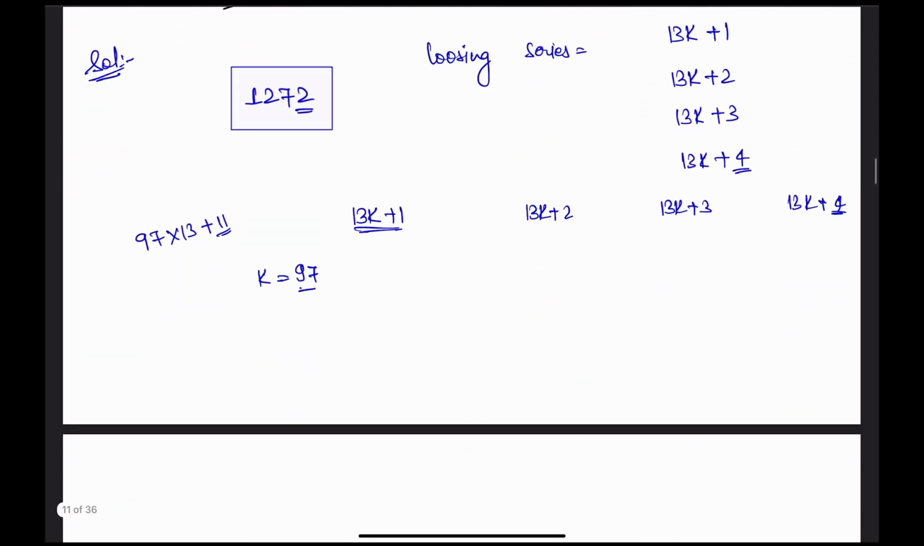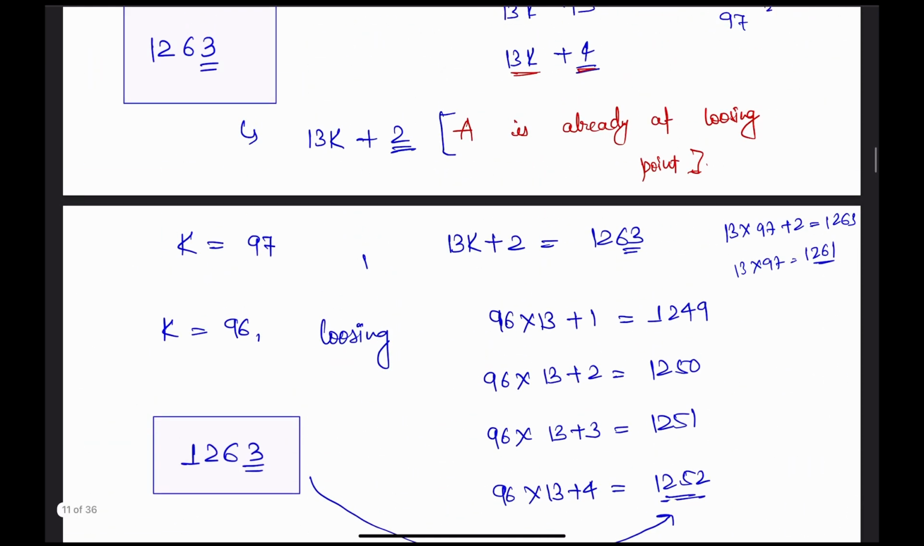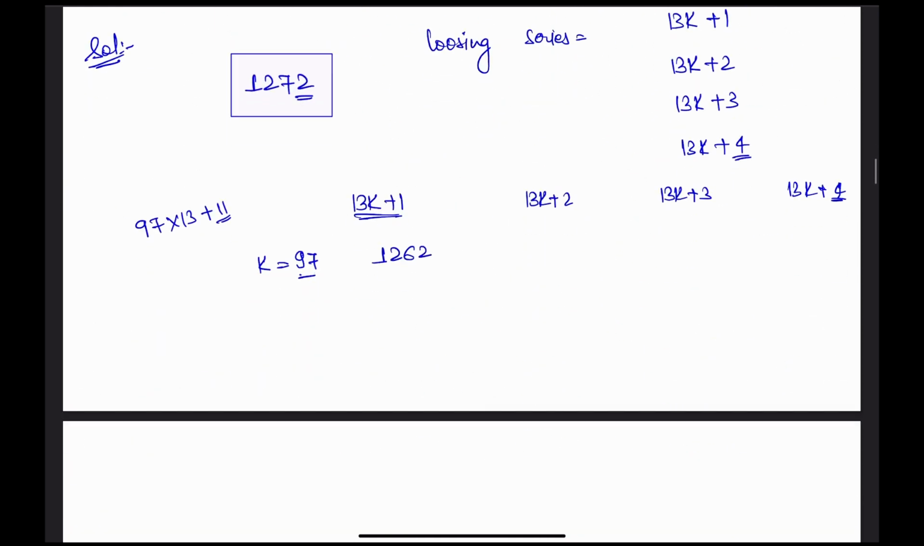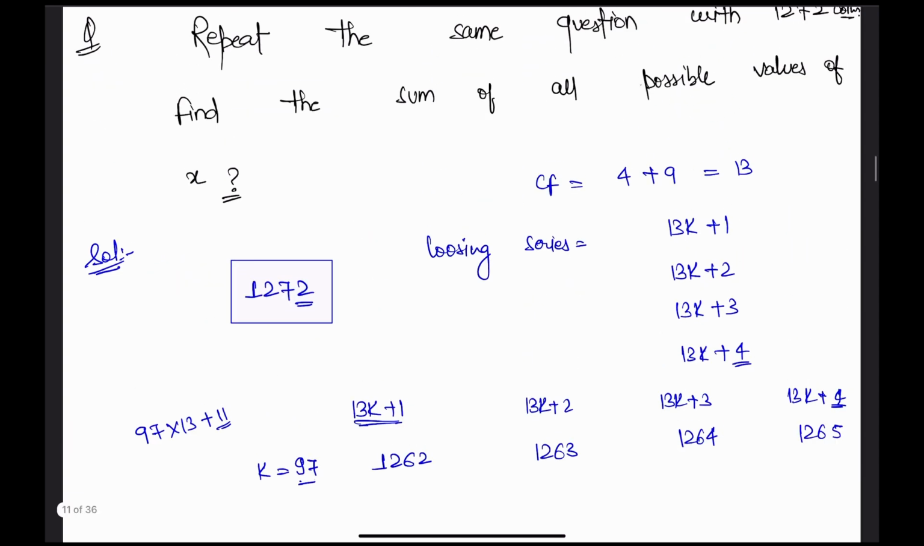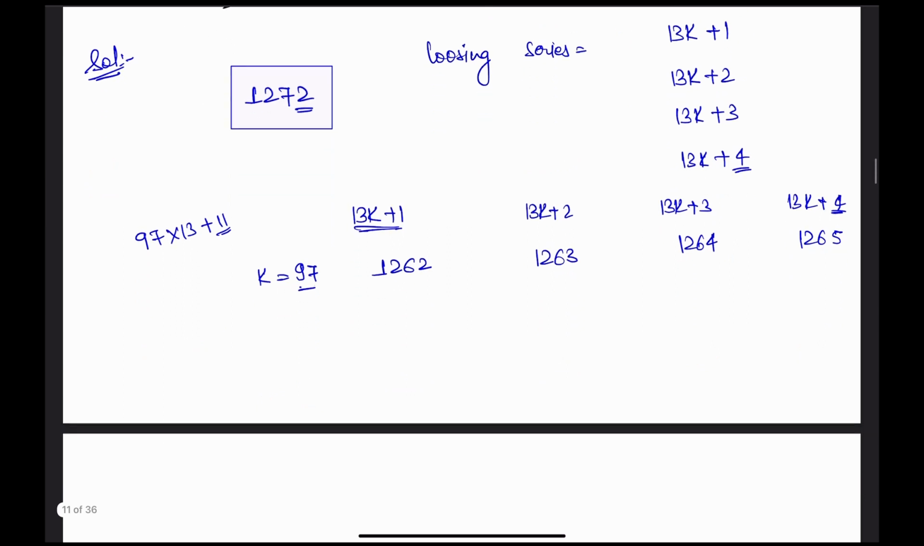It will be 1260. This is 1261, right? So it will be 1262, 1263, 1264, 1265. So how many can he pick? 9. So can A bring 1272 to 1262? He has to pick 10, which is not possible.